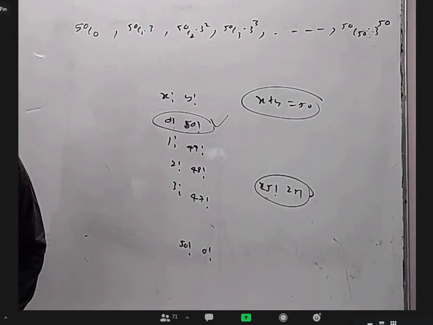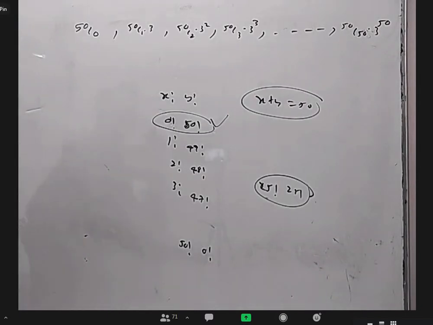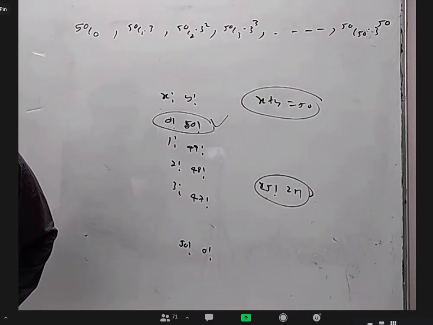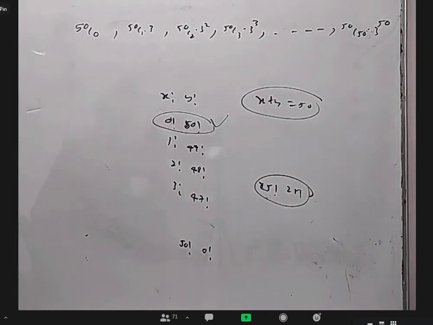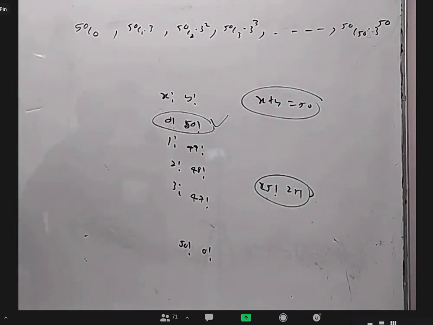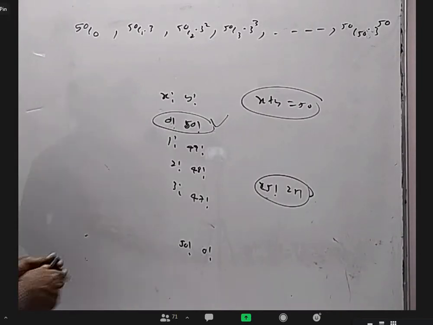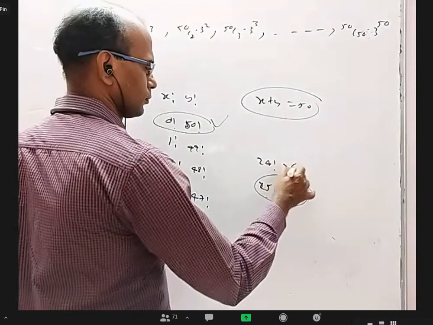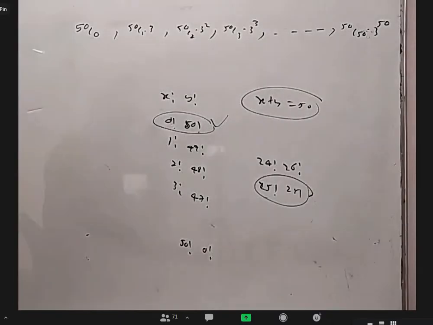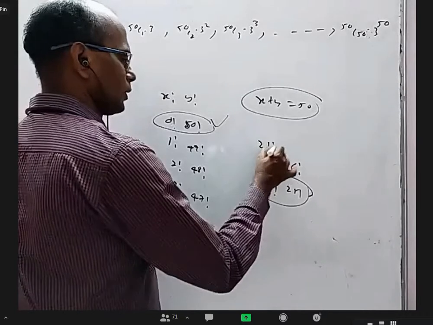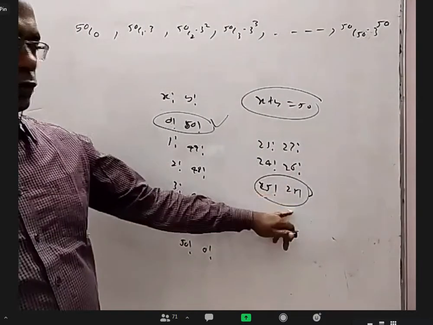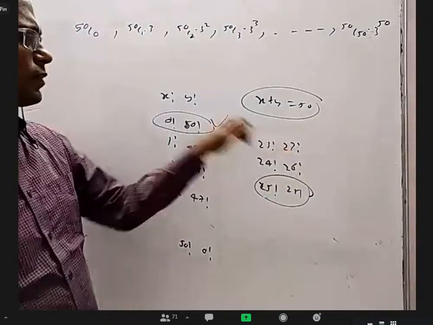Sir, write 50 factorial as 25 factorial into 26 into 27... Sir, take 25 factorial. Okay, 25 factorial into 25 factorial, and then if we take 26 into 24, then we will get 26 by 25 more than this, sir. Yes, yes, you got the point. That's nice. See, let us start with 25 factorial and 25 factorial, then take 24, 26, 23, 27 and so on.